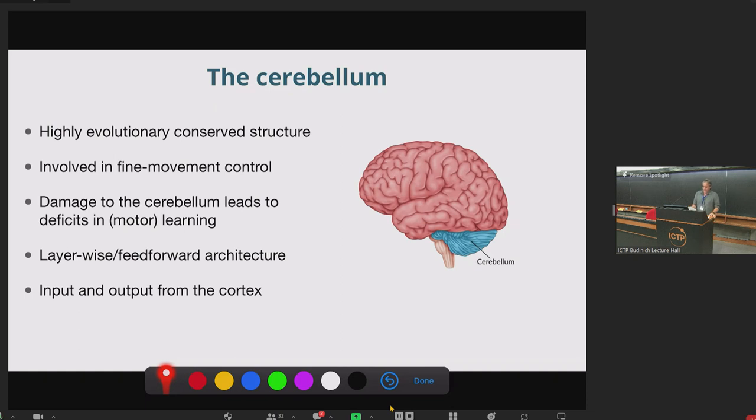Beyond that, we know that it has a very distinctive structure. Unlike the cortex, which is a random neural network or something more interconnected, it's more layer-wise. It looks a little bit more like a deep network. But we know that damage to the cerebellum leads to deficiency in learning, especially motor, but not only. And it's layer-wise, and it's connected to the cortex as a feedback. It gets input from the cortex and puts its output to the cortex.